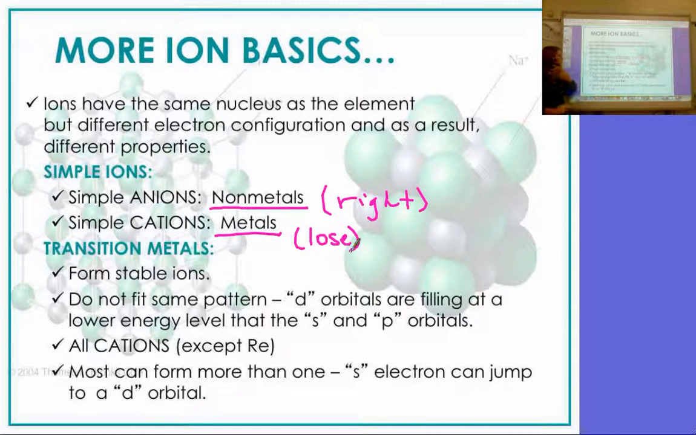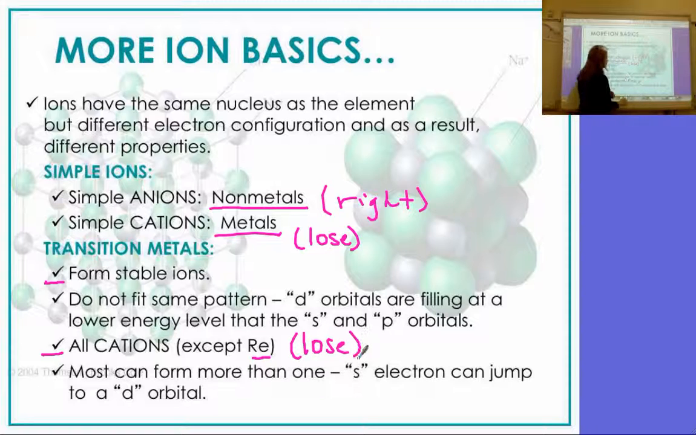We left the transition metals alone for a little bit last unit. Here's some details about them. They do form stable ions. They do not fit the same pattern, though, because they have these crazy d orbitals. So it kind of gets messed up with the S's and the P's. What we have to know is they are all cations except for rhenium. They are all cations. That means they tend to lose their valence electrons. They give them away. And most of the transition metals can form more than one different cation. So that's what you'll see in your chart.